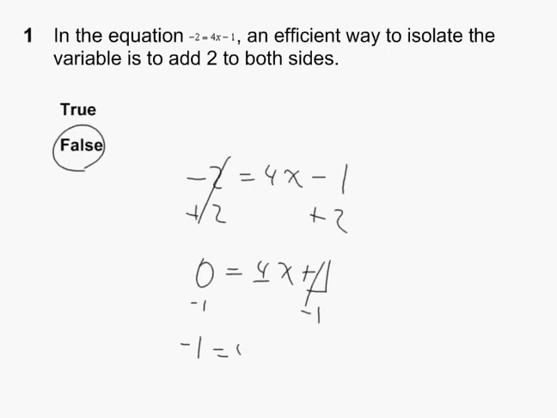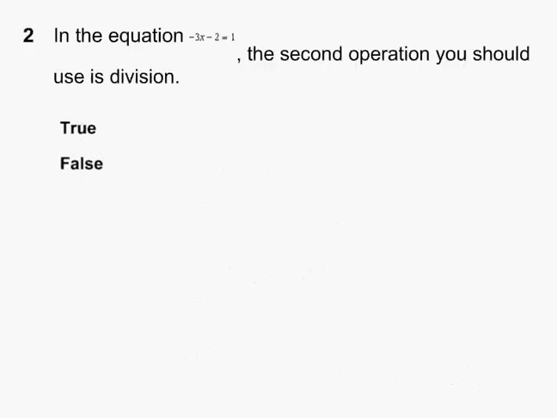You get negative 1 equals 4x, divide both sides by 4, and x would equal negative a quarter, or negative 0.25. I guess the key word there is efficient, meaning the least number of steps. So the answer is false. You could do it, but why would you? What you probably should have done is added 1 to both sides to start.